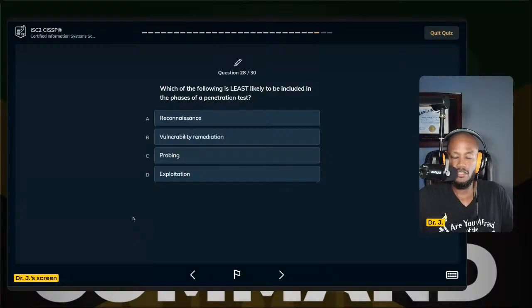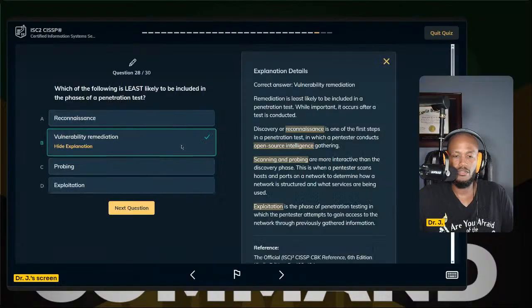I think it's vulnerability remediation, because you're not doing that. That's the organization's responsibility. Probing is part of the test. It's part of scanning, probing, reconnaissance, more interactive than the discovery phase. This is when a pen tester scans hosts and ports on the network to determine how a network is structured and what services are being used, and maps it.